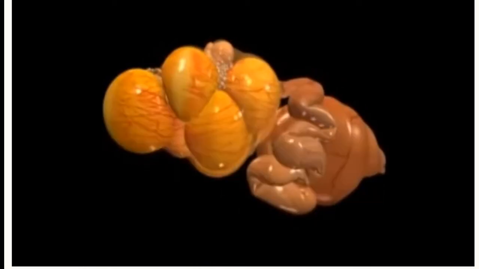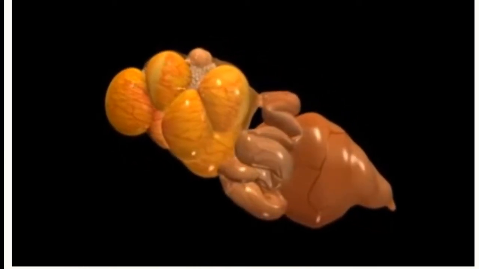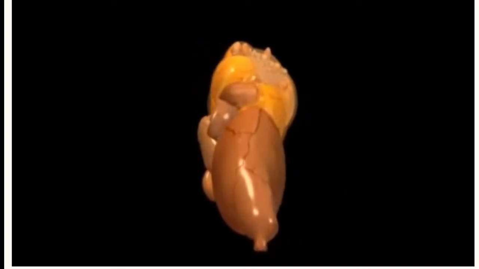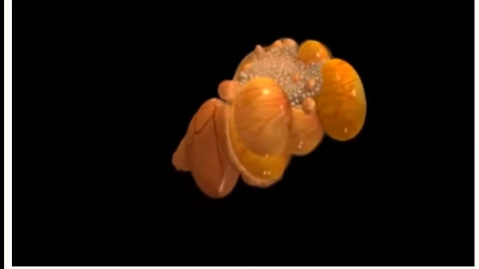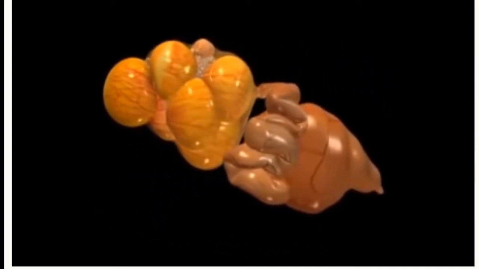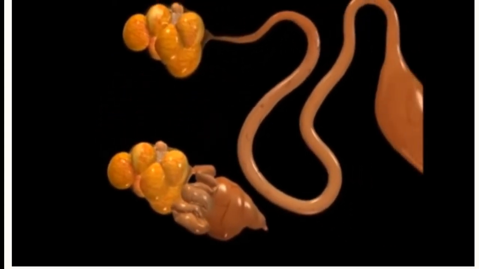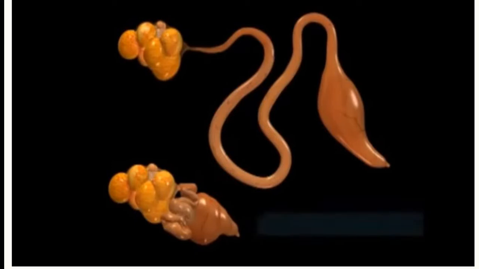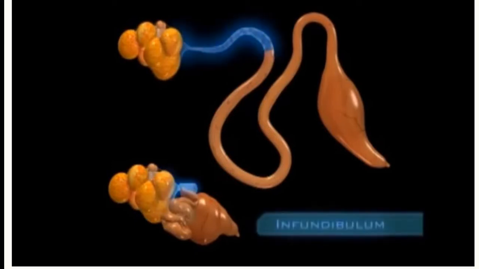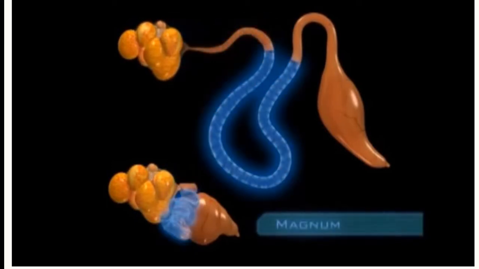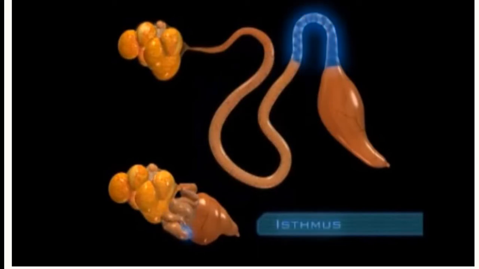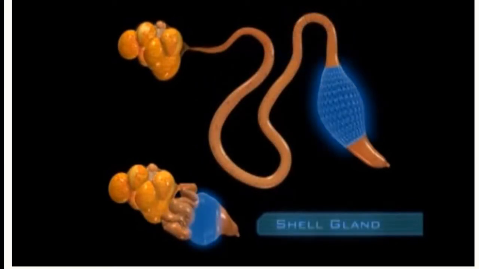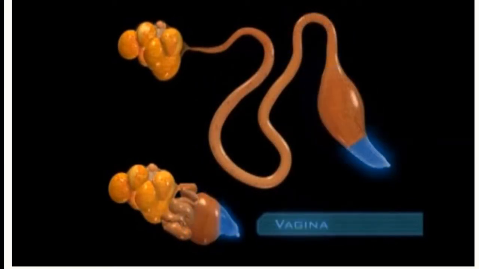The ovary and the oviduct occupy a surprisingly small space within the body of the hen, only a few cubic inches. But when the oviduct is stretched out, it's nearly 2 feet long and has 5 distinct sections: the infundibulum, the magnum, the isthmus, the shell gland, and the vagina.